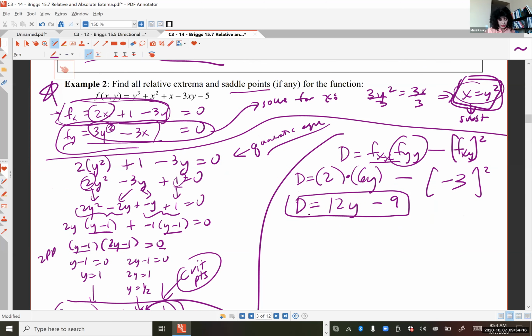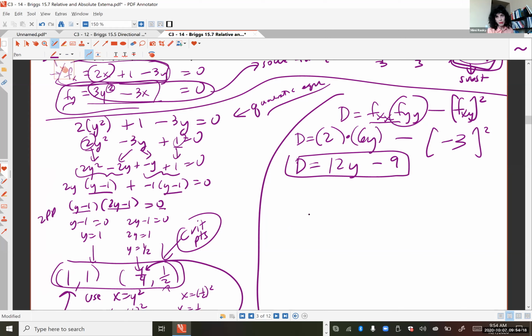And this D happens to only have a y in it. Does it always happen? No. A lot of times it's an expression in both x and y. But it's nicer. So now let's go test our critical points. Let's test the 1, 1. So if I evaluate D at this critical point 1, 1, what happens? I get a 3, which is a positive number.